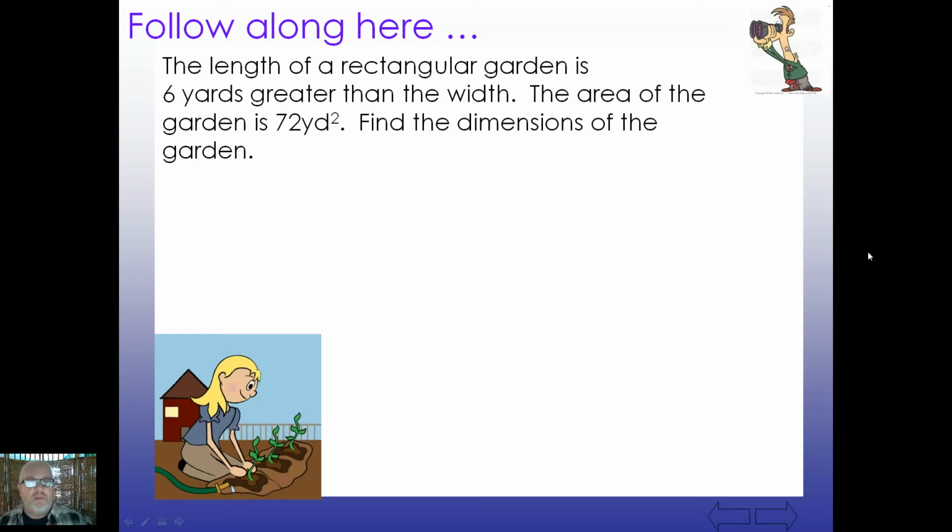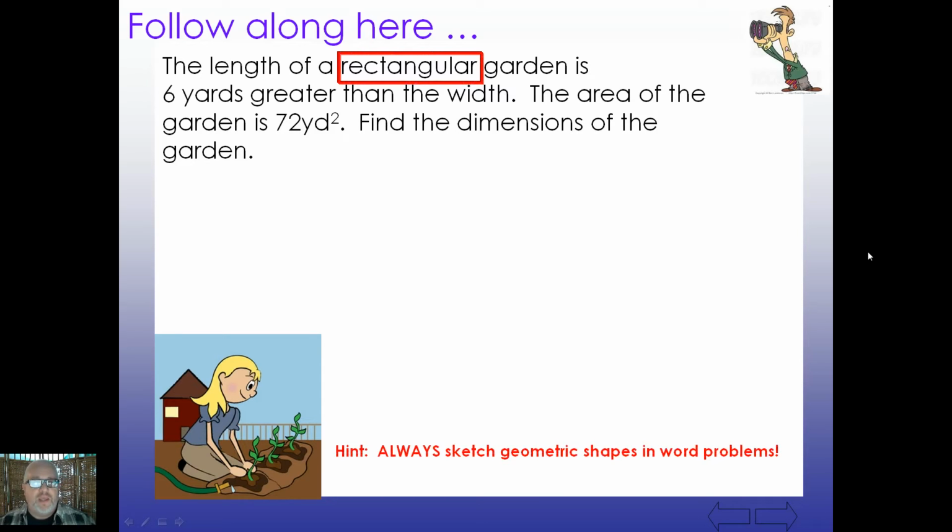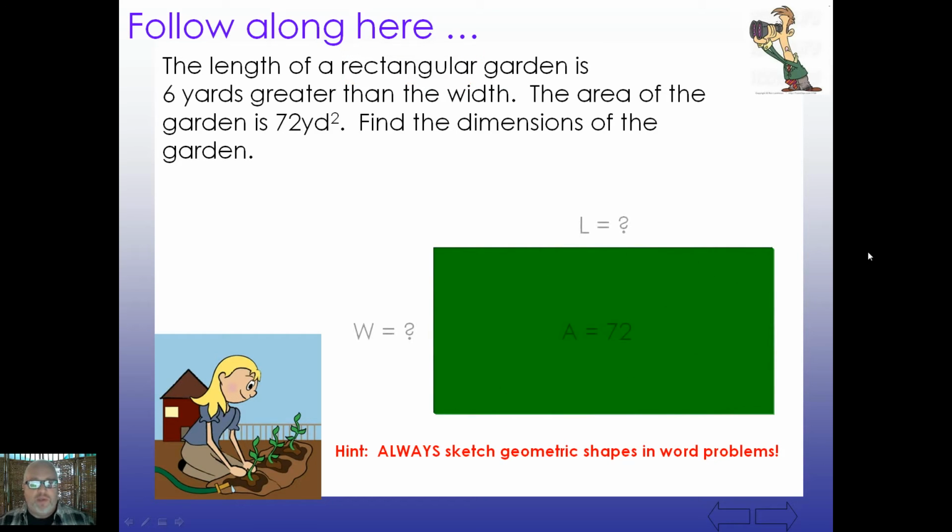Well, right off the bat, the first thing you're going to notice in the first sentence is the word rectangular. So here's a hint for you: always sketch geometric shapes in word problems. As soon as you see rectangular, circular, triangle, whatever, just get a piece of scratch paper and sketch that real fast, okay? Now, let's fill in what we know about this rectangular garden. We know that the area is 72 square yards, so we're going to go ahead and label that.